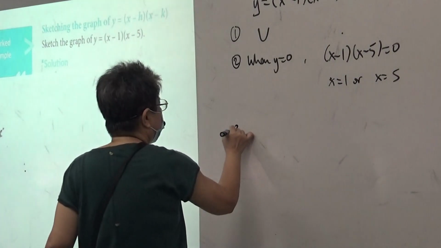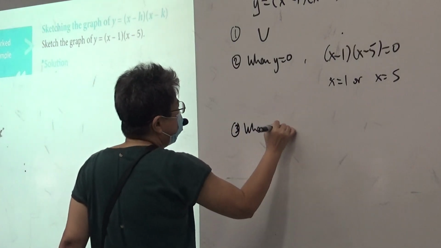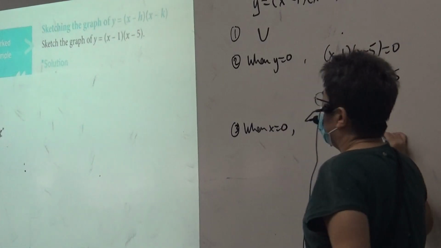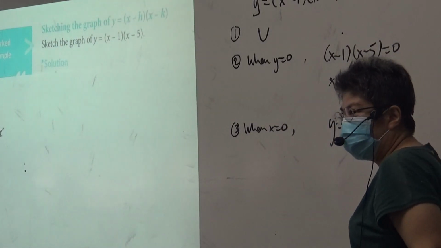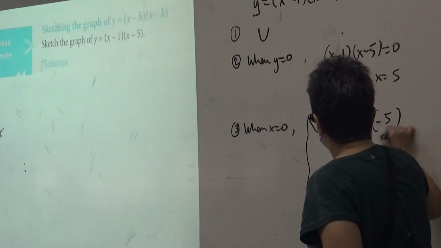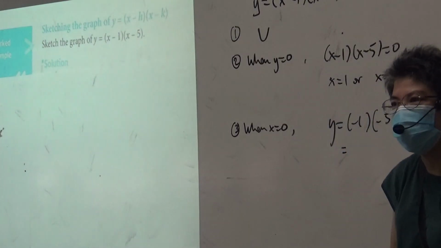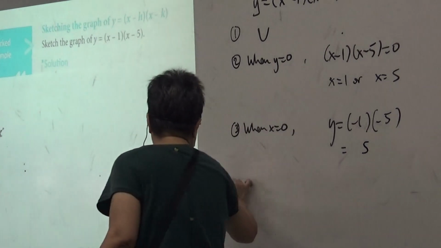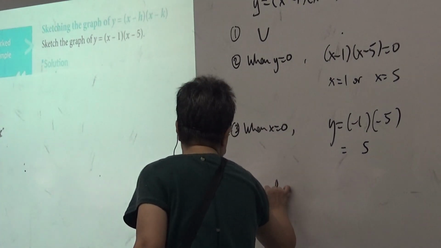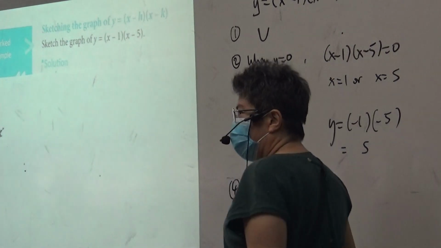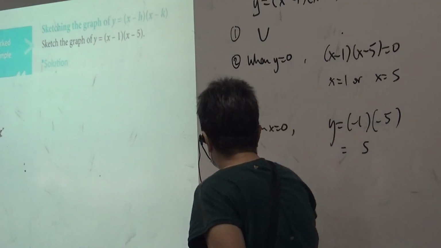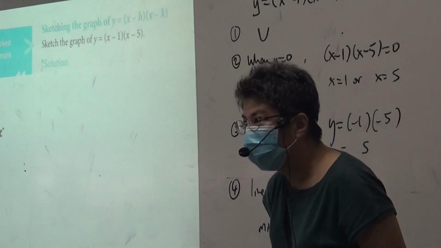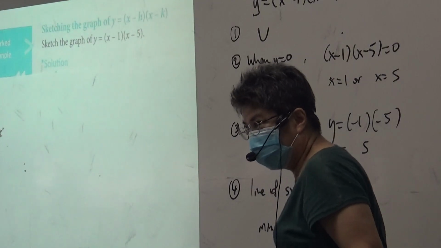Next. When x is 0, I will have negative 1, right? X is 0, then this will be what? Negative 5. What is negative 1 times negative 5? 5 lah. Okay? Now, this one will be the line of symmetry, and because it's U-shaped, it will be the minimum point. Agree? This one I will teach you how to get later, because I need to draw out first.